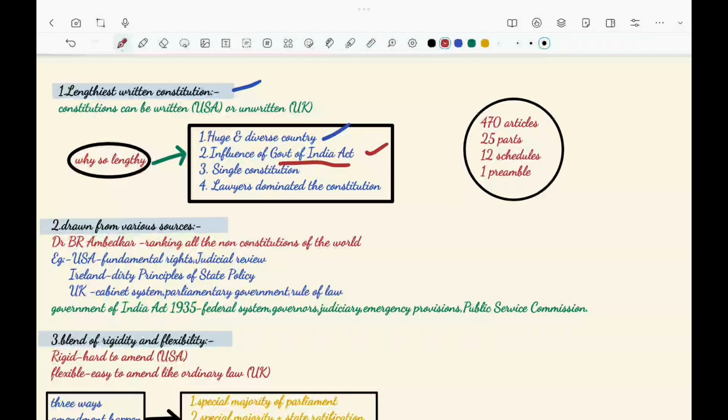And because of the single constitution, we decided that we will not keep separate constitution books for executive, legislative, and judiciary. We thought that we will keep all together at once. And the fourth point is the dominance of lawyers in the constitution. At the time when the constituent assembly was made, most of the people were lawyers, and because of that reason also the constitution became so lengthy.